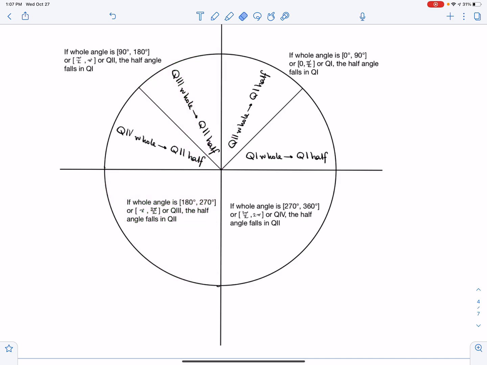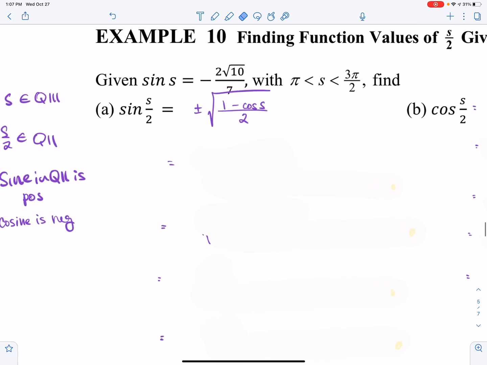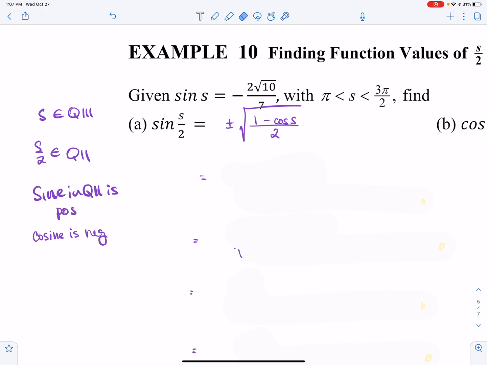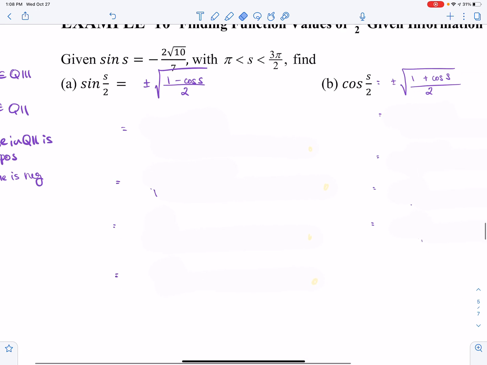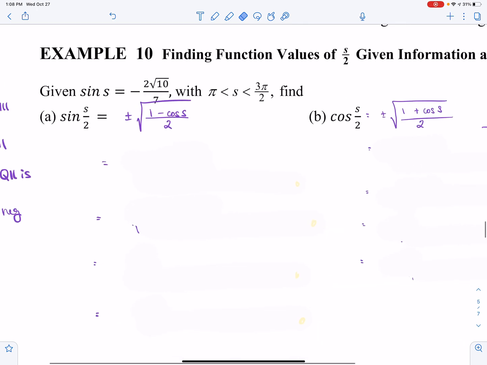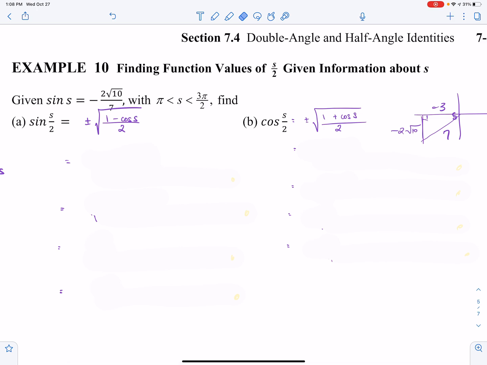So let's use that concept down here. If my whole angle is in quadrant 3, then my half angle is going to be in quadrant 2. And that's what I have written here. My whole angle is in quadrant 3, therefore my half angle is in quadrant 2. I'm looking for the sine of my half angle, and sines in quadrant 2 are positive. So right off the bat, I'm going to choose the positive version for part A. Once I have the identity written, I can use my picture to plug and chug. All right, so we're going to choose the positive there.